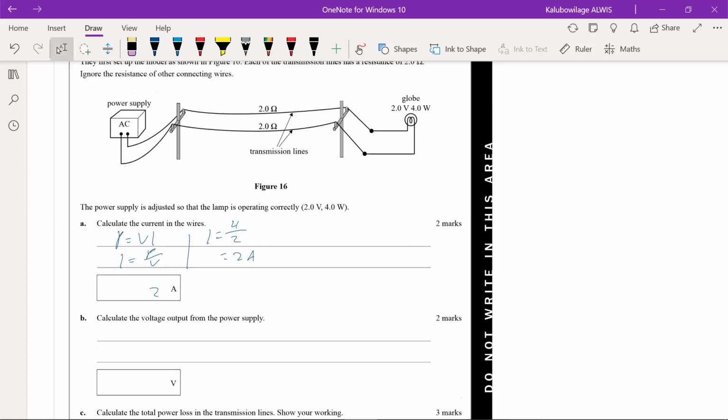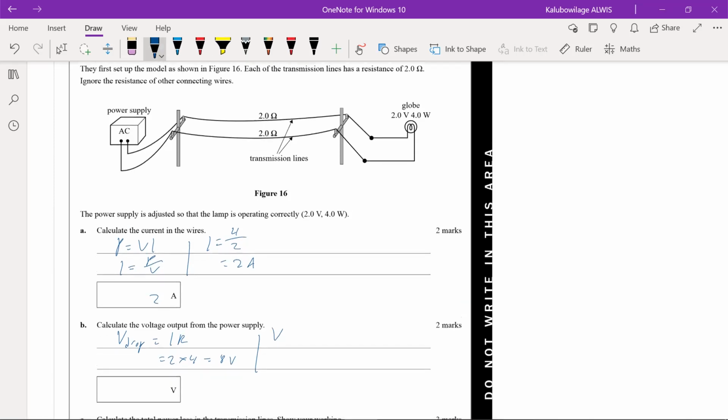Calculate the voltage output from the power supply. You have the current now, so you can find the V drop across the transmission lines, which is IR, and 2 times the total resistance of 4, which is 8 volts. And at the globe it's 2 volts, so the V input is the 8 V drop plus the V globe, which is 8 plus 2, 10 volts.